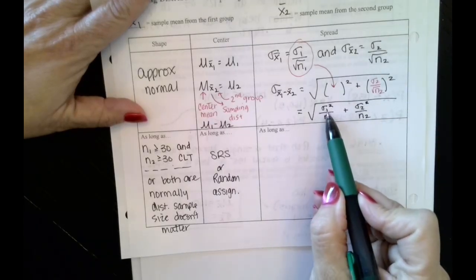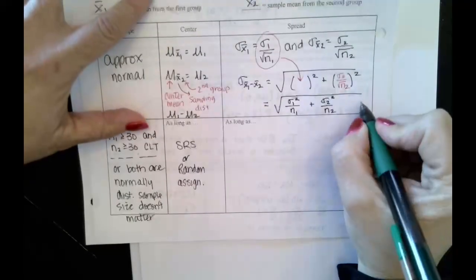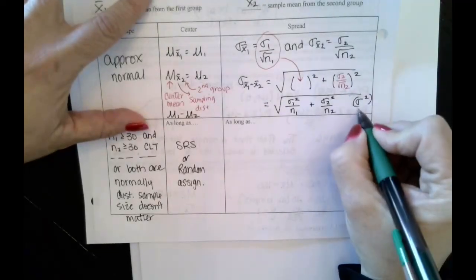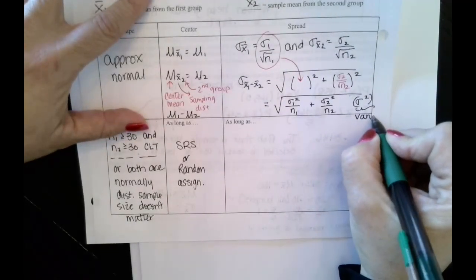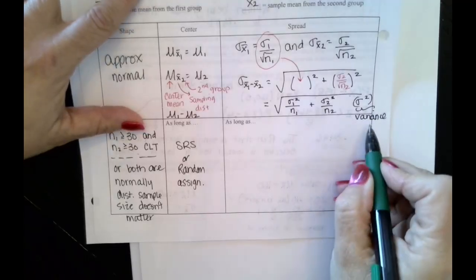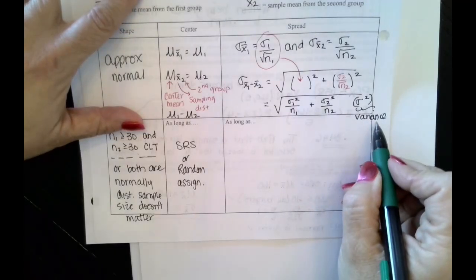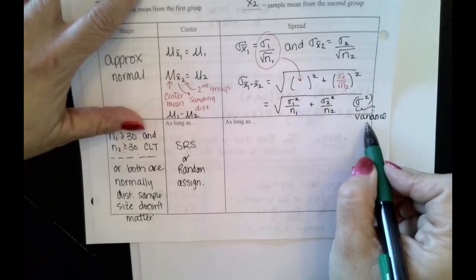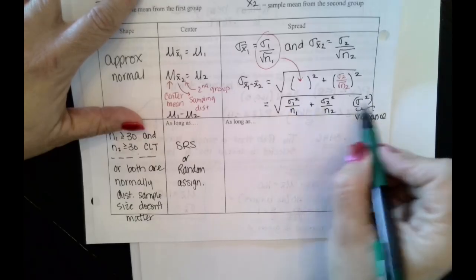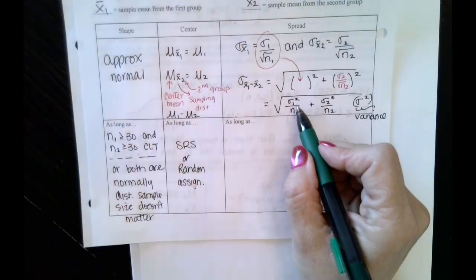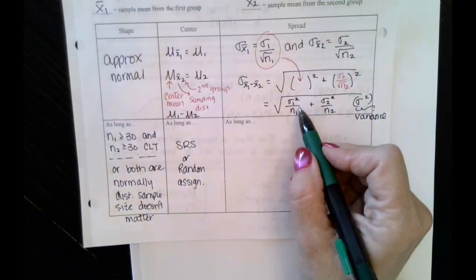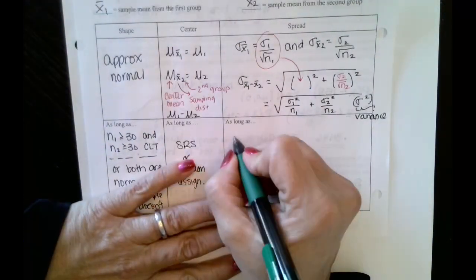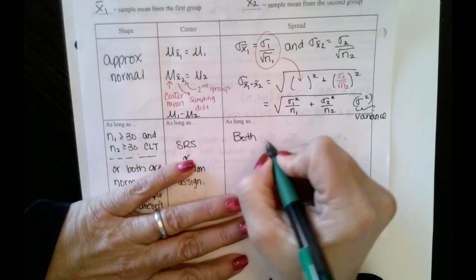Now, remember, I'm going to just write this over here, when we have the square root of something squared, this is always our variance. So it might tell you the variance, or it might give you the standard deviation and you have to square it. So think about that. If it tells you the variance, it's already squared, and so you just plug that value in.